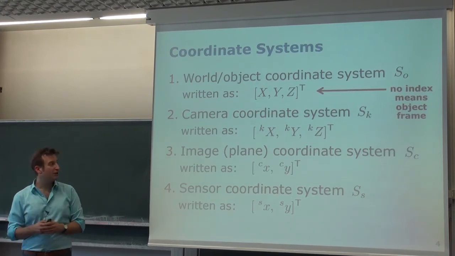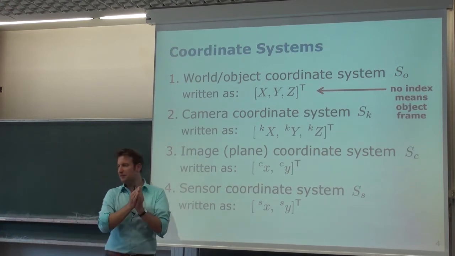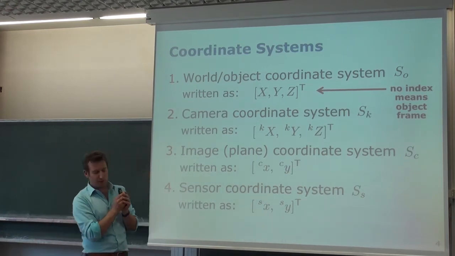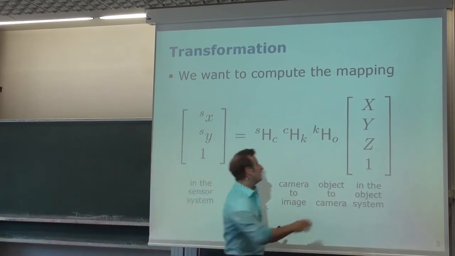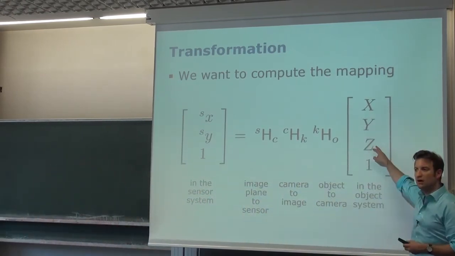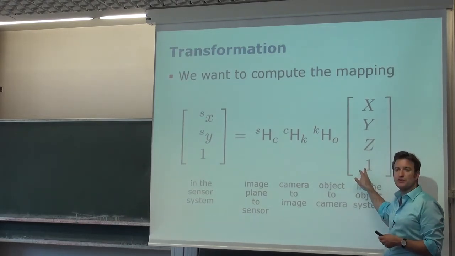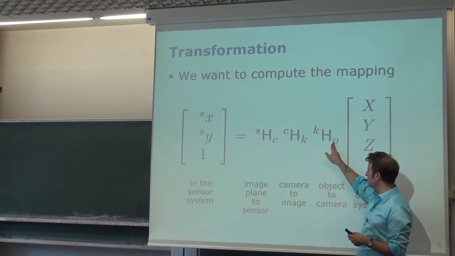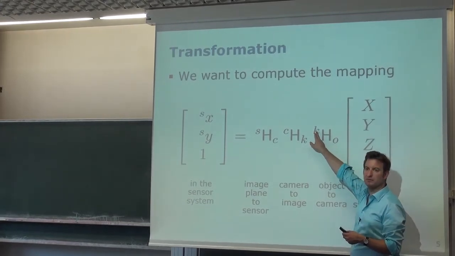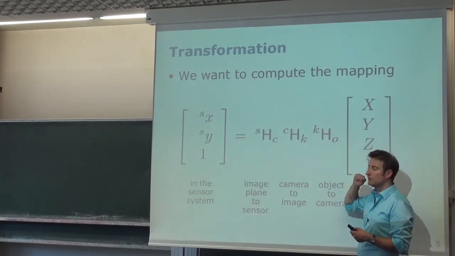Okay? So what we're doing now, we start in the 3D world and map it down until we end up at the sensor. And how we can actually describe that is in this way. We start over here. We have an x, y, and z location of a point in the 3D world, where we do everything in homogeneous coordinates. Then we have the mapping from the object system to the camera system. So this basically describes where the camera is in the 3D world.